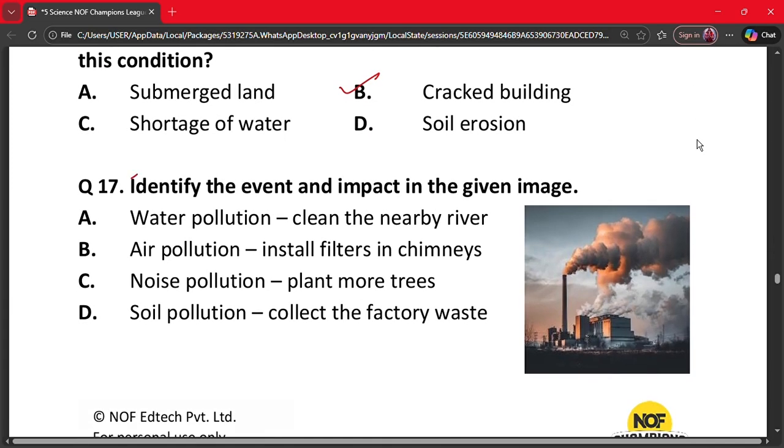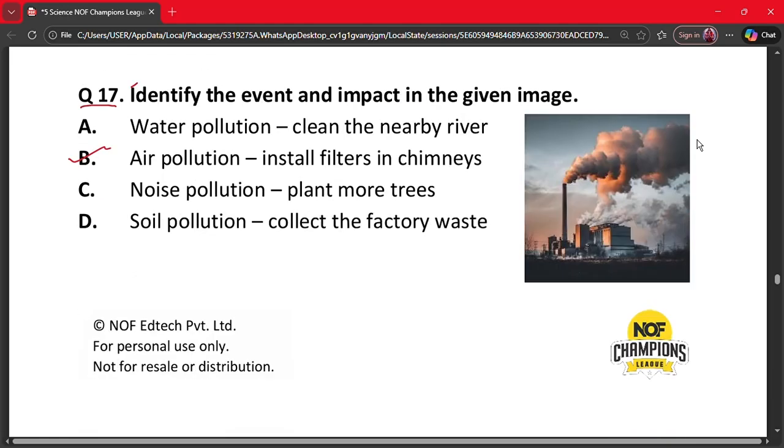Our next question is question 17. Identify the event and impact in the given image. A. Water pollution, clean the nearby river. B. Air pollution, install filters in chimneys. C. Noise pollution, plant more trees. And D. Soil pollution, collect the factory waste. So the correct answer is option B, as clearly you can see a factory from whose chimney the pollution is coming out, the bad air is coming out. So air pollution, install filters in chimneys.